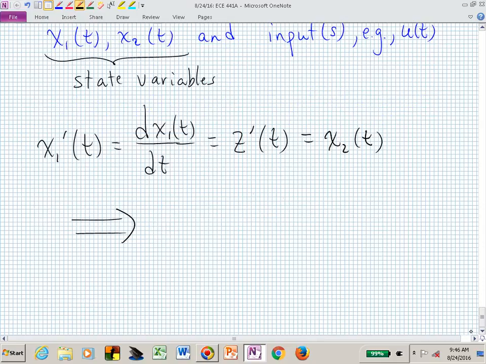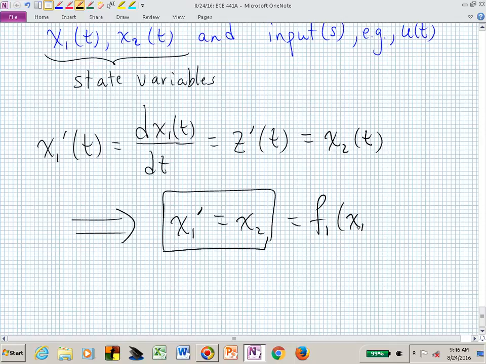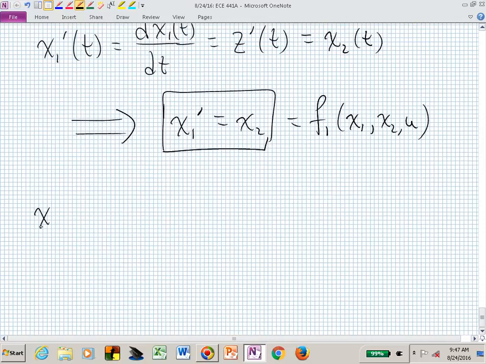That's one of my first order differential equations. It's sort of the trivial one, and it's the one that causes us the most difficulty, typically. But now I know that x1 prime is equal to x2, which we might call in the future some function of x1, x2, and u, some f sub 1. And it is. F sub 1 of x1, x2, and u is just x sub 2. That's a function of those. Now what do we do? Now we need an x2 prime equation.